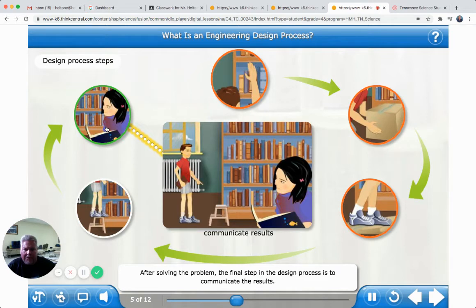After solving the problem, the final step in the design process is to communicate the results. Engineers communicate their results and solutions to other people who might have the same problem. Engineers may communicate their results using a computer, a telephone, or simply by talking to someone in person.